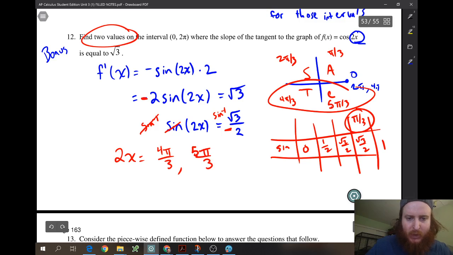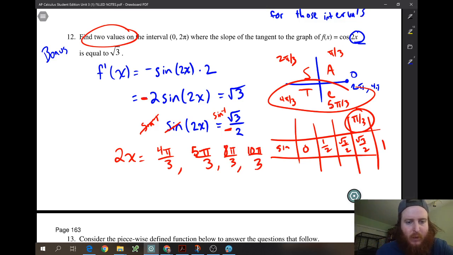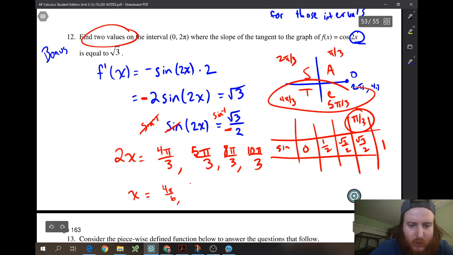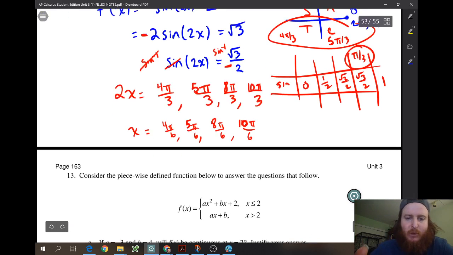Now, we have it as 2x and not x because of that 2x. But actually, we're allowed to go around twice, so there are 2 more values, and we just double them: 8 pi over 3 and 10 pi over 3. We're doubling them because we're going around a second time. Now we're going to divide each of these by 2, so we get 4 pi over 6, 5 pi over 6, 8 pi over 6, and 10 pi over 6. A lot of those will simplify, but those are our 4 possible answers. I said just find 2 answers, but those are 4 possible.